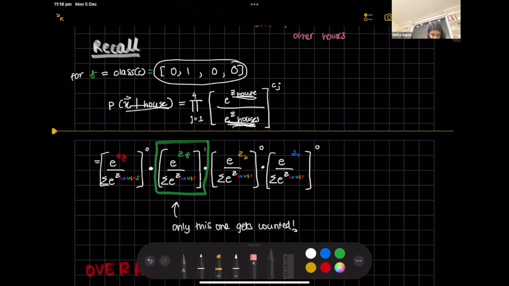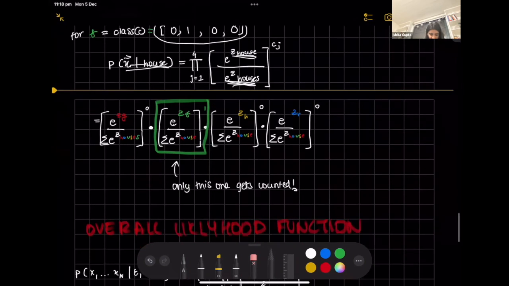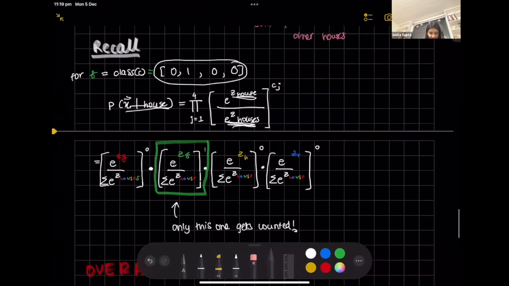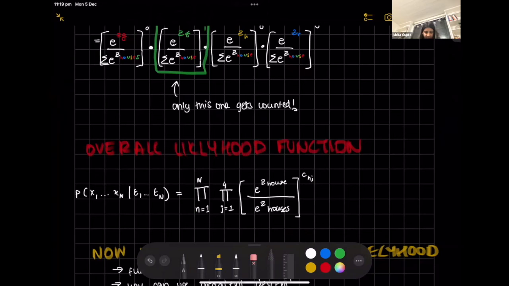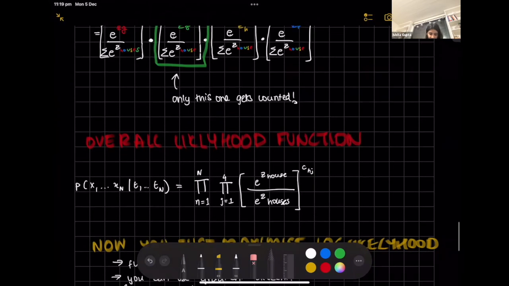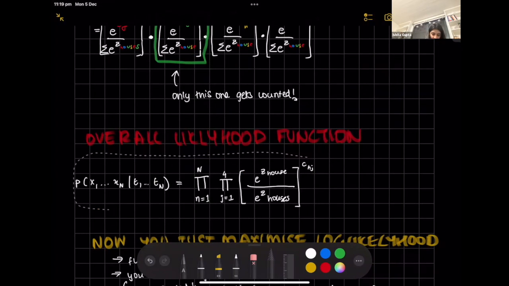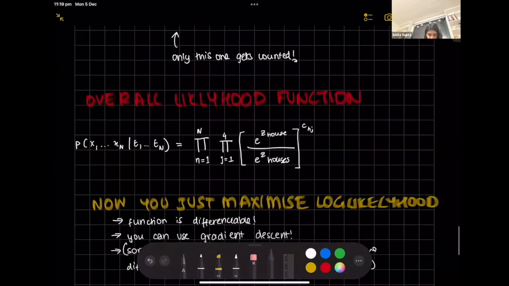And what ends up happening is only this value gets counted. And this equation ends up giving us the probability that your person is in the house that they are by this really fun function that they have. And now all that's left to do is calculate the overall likelihood function. So we can do this through all of our people. We can calculate the probability for one person and multiply that for all of our people going from x1 to xn being classified from t1 to tn.